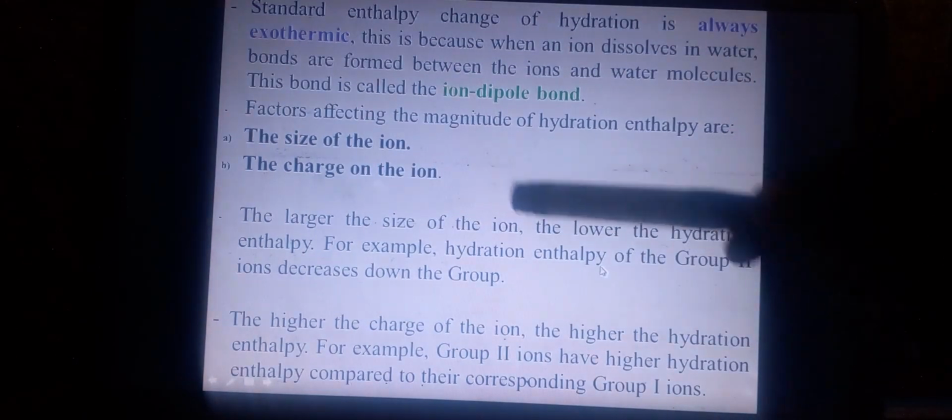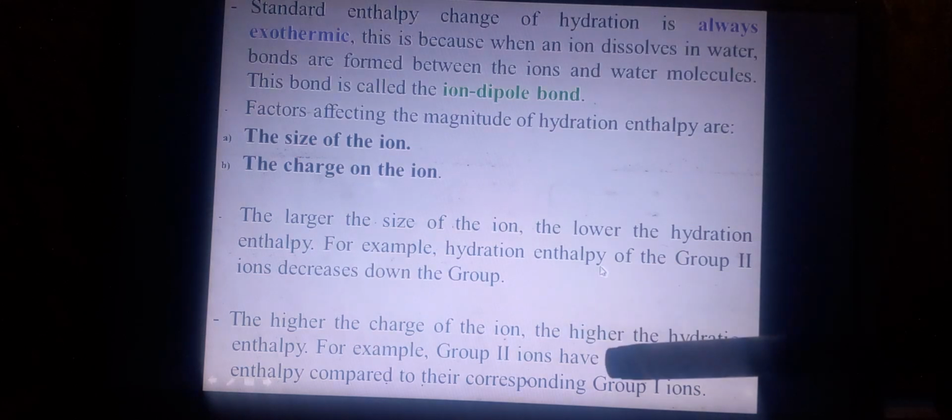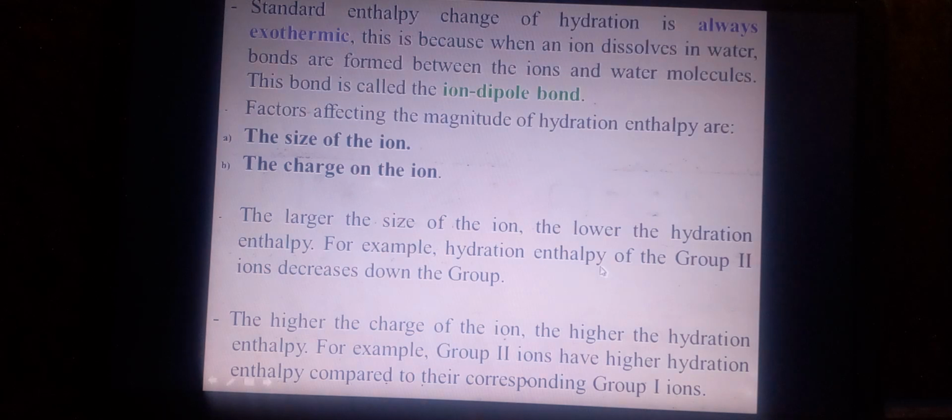Then in terms of the charge on the ion, the higher the charge of the ion, the higher the hydration energy. For example, if you compare group 2 ions and group 1 ions, group 2 ions have a charge of positive 2, while group 1 ions have a charge of positive 1. So that means group 2 ions have higher hydration energy. Like if you compare aluminium ions and sodium ions, aluminium ions have a charge of positive 3 and sodium ions have a charge of positive 1. So definitely aluminium ions, which have a higher charge, will have higher hydration energy.